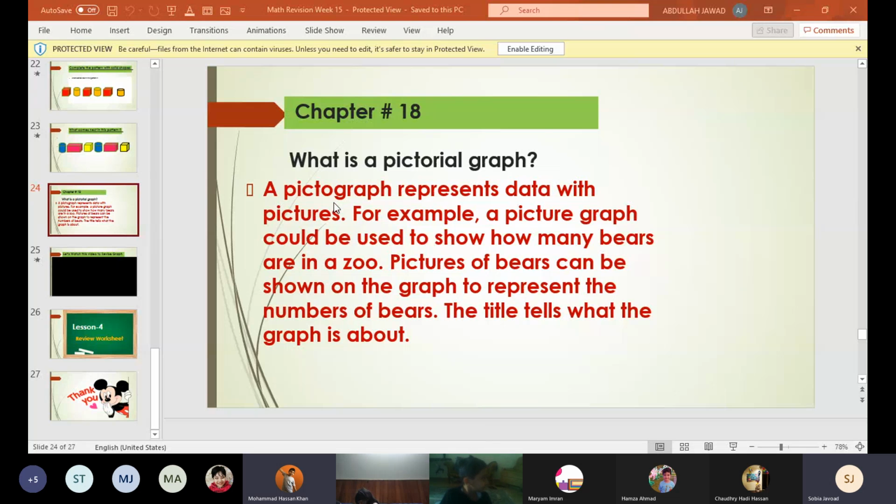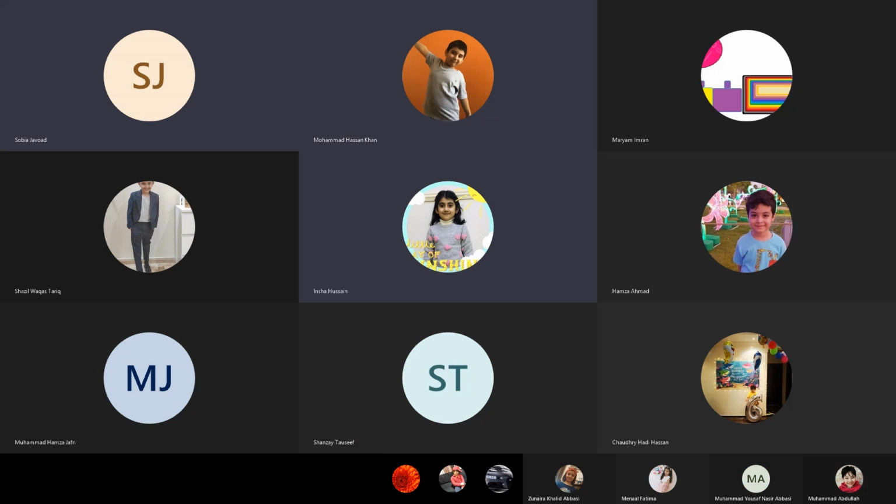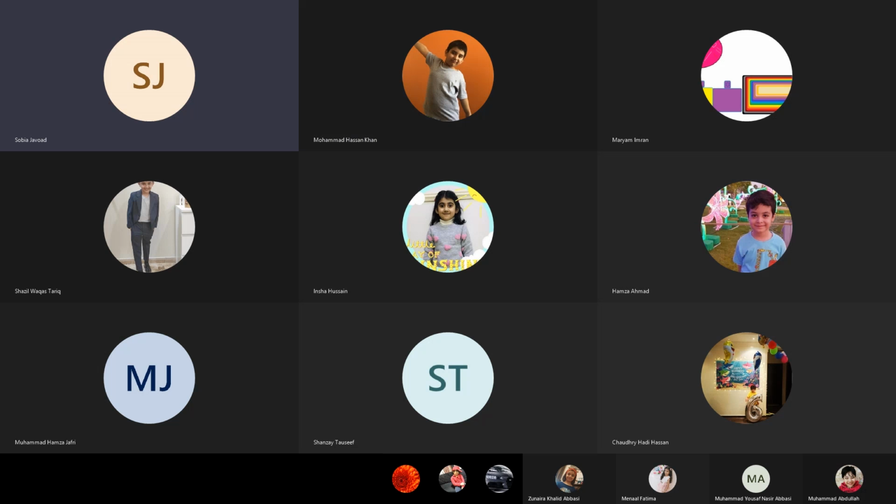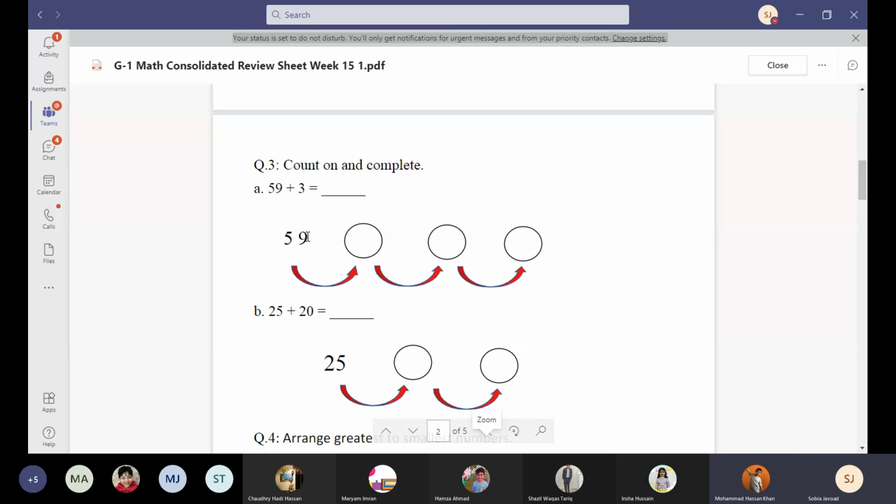Okay, 59 plus 3. Count on and complete. Okay, count on 3 numbers, 59. Then what comes? 60. You can see the screen or no? Okay, let's see. Now you can see? 59 plus 3. Count on 3 more and then tell what comes here. 59, then what comes here? 60.